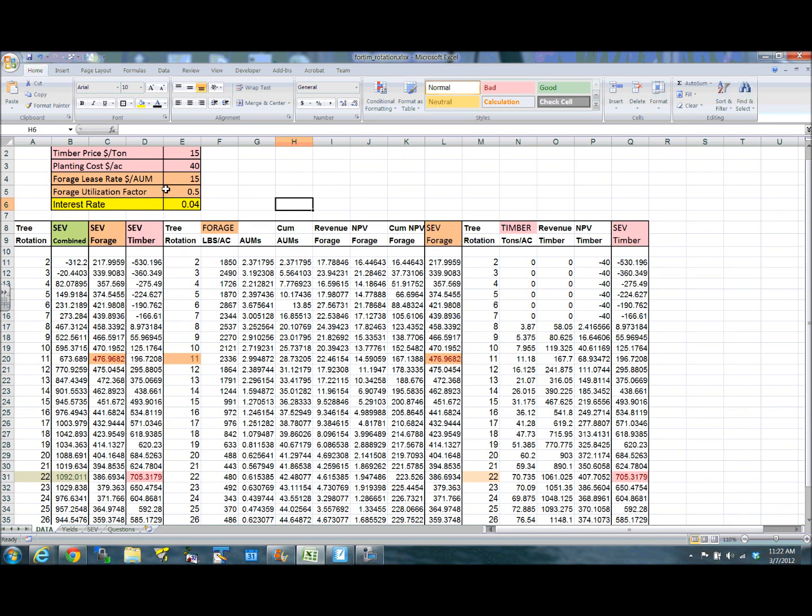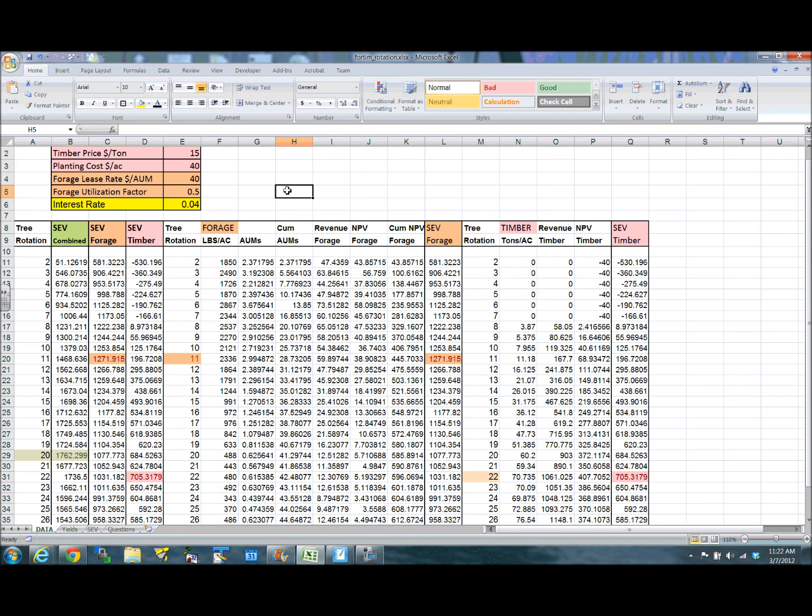If we plug in a much higher forage value, so let's say 40 for forage, we can see that, as you'd expect, the higher the value of forage, now we're getting somewhere in the range of $600 or $700 value from timber. We're getting twice as much value from forage, but given the flat shape of the forage curve, we're still only going to give up 2 years of the timber rotation for forage.